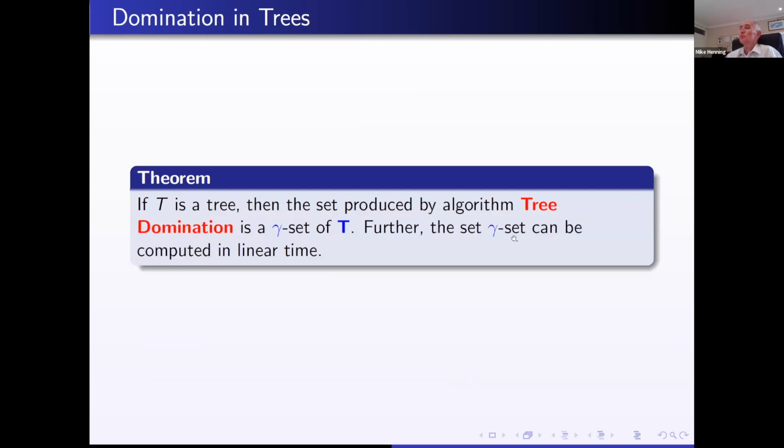And you can prove it very easily that it's extremely efficient. You can find the set in linear time. So for some classes of graphs like trees, there are not only polynomial algorithms, there are linear algorithms that will find you a gamma set extremely quickly.